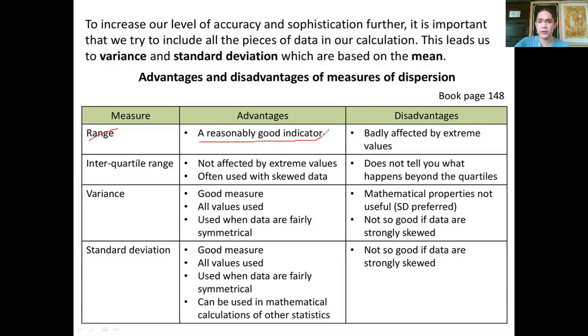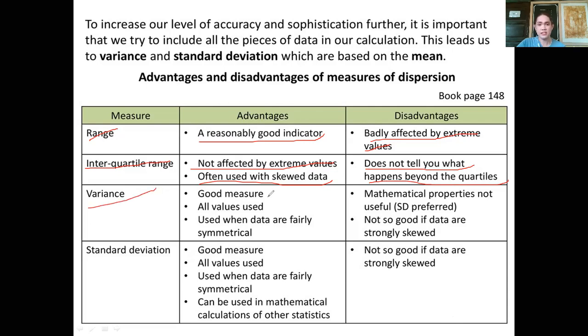Advantages: a reasonably good indicator because you can get it easily, but it's not reliable. It is badly affected by the extreme values. Why? Because you are dealing with just the highest score and the lowest score. That's one of its disadvantages. Interquartile range: not affected by extreme values. That's its advantage. Often used with skewed data. For its disadvantages, it does not tell you what happens beyond the quartiles. So that's the disadvantage of using the interquartile range.